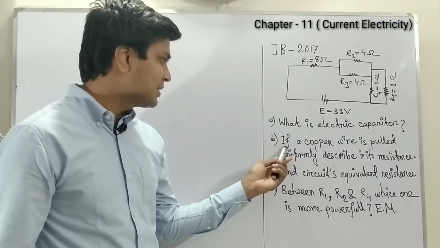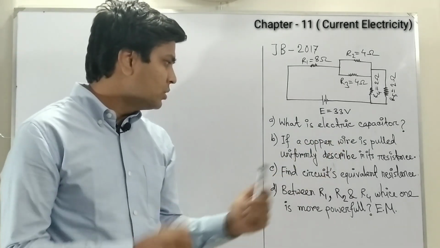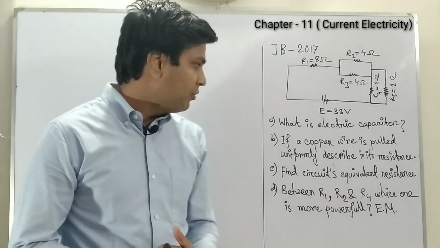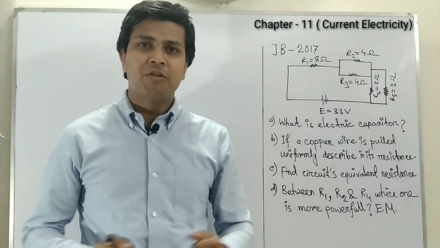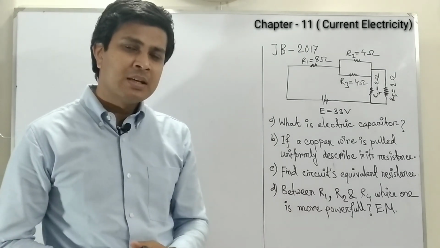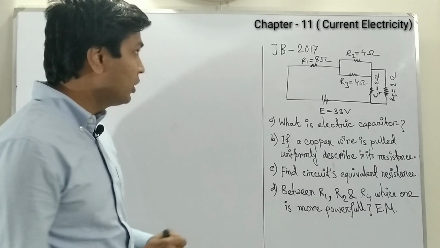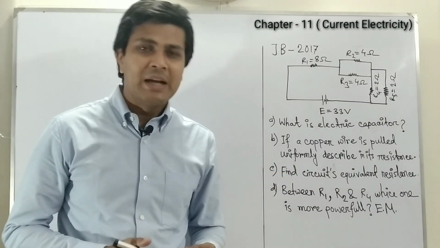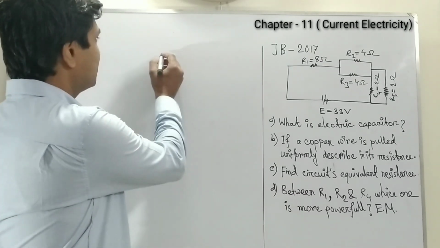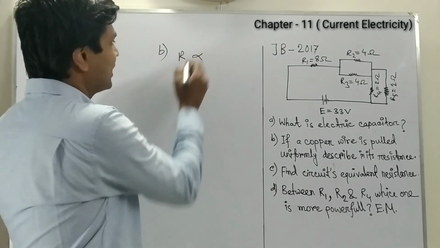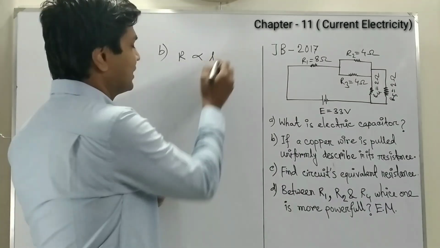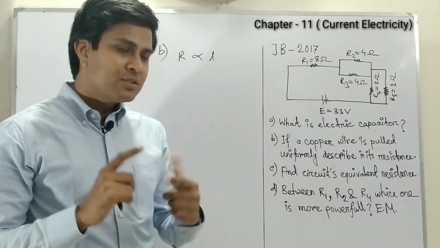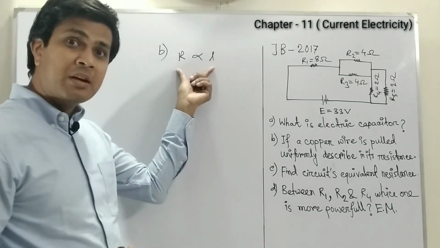The second question is, if a copper wire is pulled uniformly, describe its resistance. If you pull a wire uniformly, then its length will be increased. Similarly, its area will be decreased. And we know resistance is inversely proportional to the area and directly proportional to its length. That means resistance is proportional to its length. If you pull a wire uniformly, its length will be increased, so its resistance will be increased.